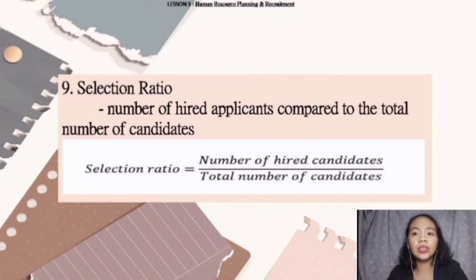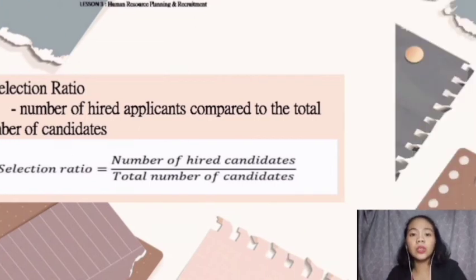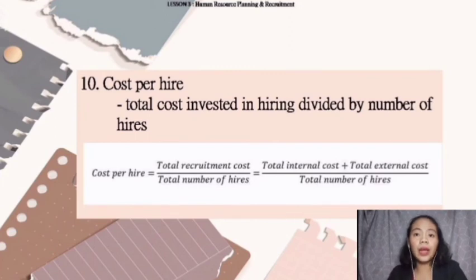The selection ratio provides information such as the value of different assessment and recruitment tools and can be used to estimate the utility of a given selection and recruitment system. Number 10 is cost per hire. The cost per hire recruitment metric is the total cost invested in hiring divided by the number of hires.